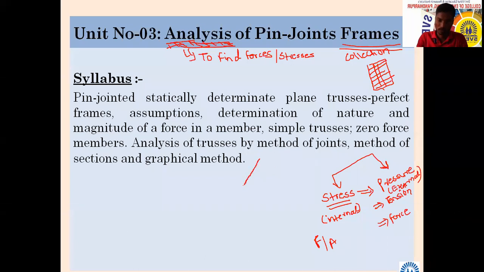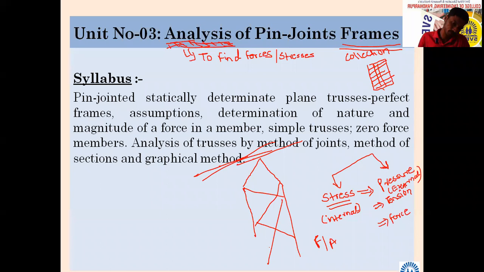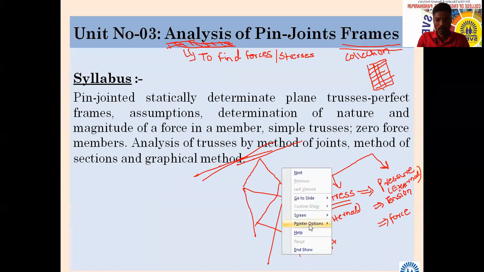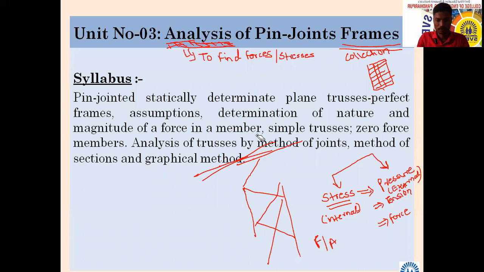I have given one more example. Are you remembering this or not? Maybe an electrical pole, with wires passing in this way, and there is a structure like this, with different frames. So I asked on that day why these members are added in between. What was the reason?